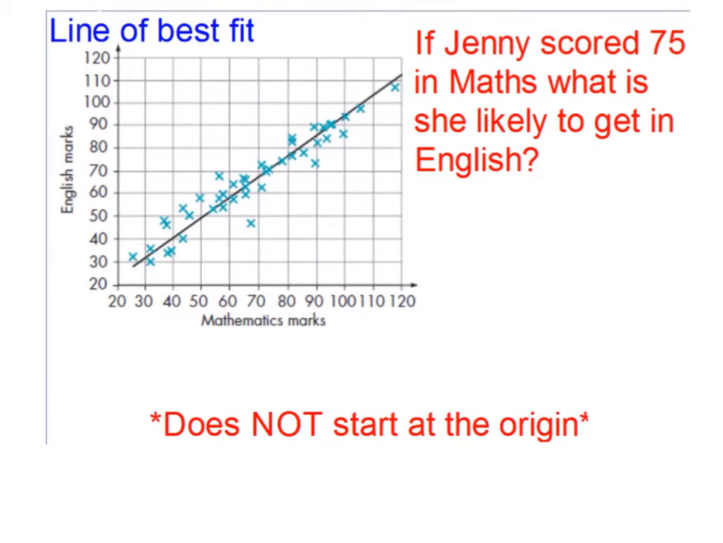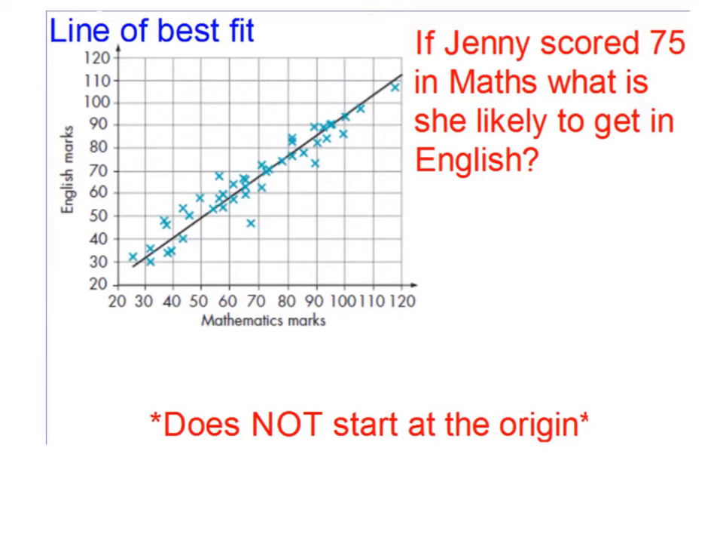So in this scatter graph, our x-axis represents maths marks in a test, and our y-axis represents English marks in a test. So each of the x's drawn on our graph represent a student. So for example, this student here scored approximately 32 marks in her maths test and 30 marks in her English test. This student here scored approximately 42 marks in maths and about 53, 54 in English, and so on.